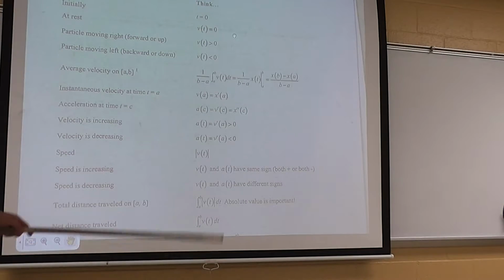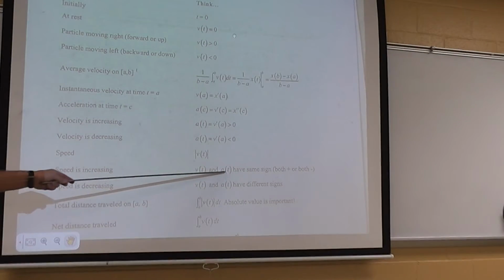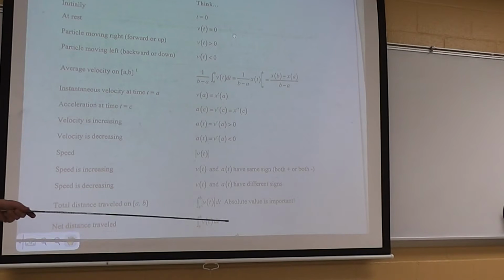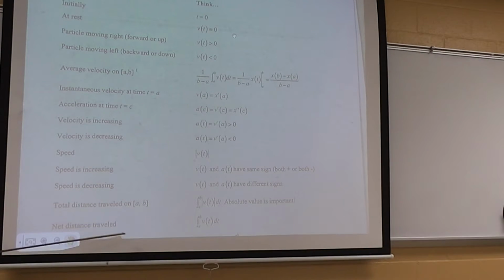Okay. Speed is the absolute value of velocity. Again, speed is increasing if both velocity and acceleration have the same signs. Speed is decreasing if they have different signs. And we've talked about total distance traveled. They call it net distance traveled, but we've referred to it as displacement.